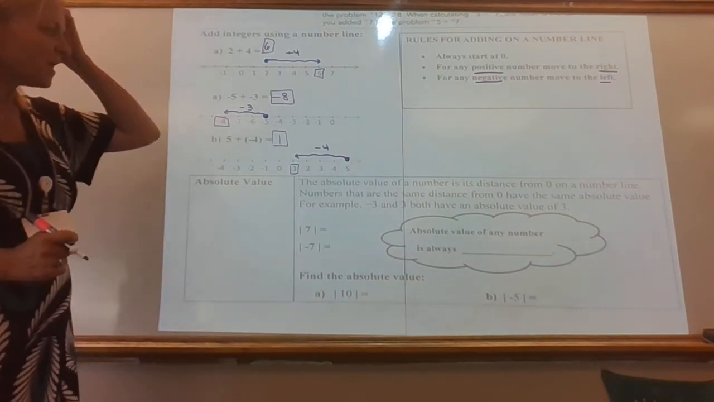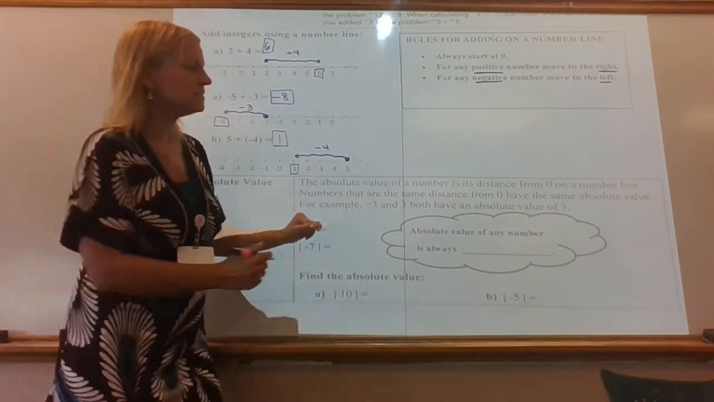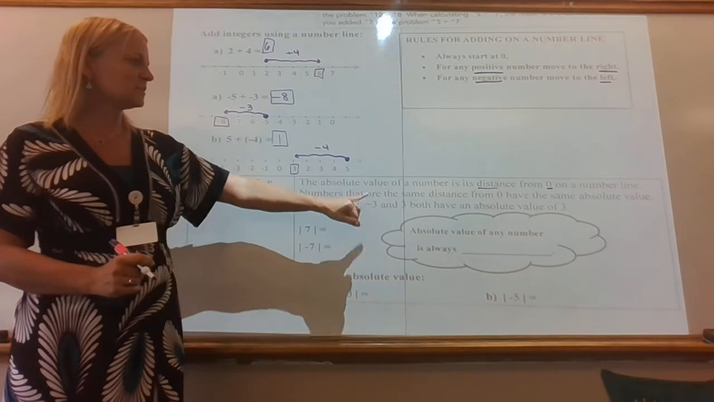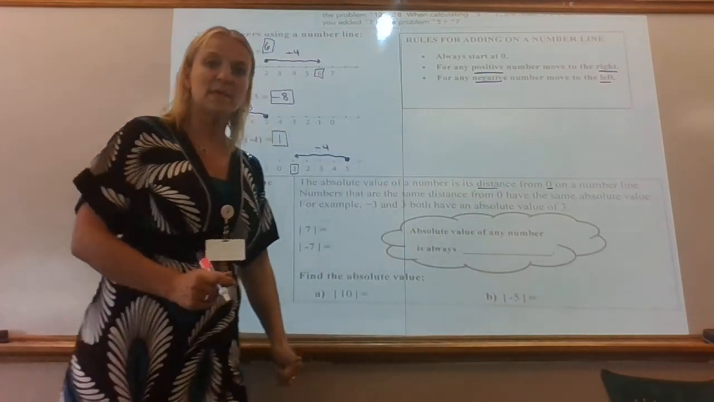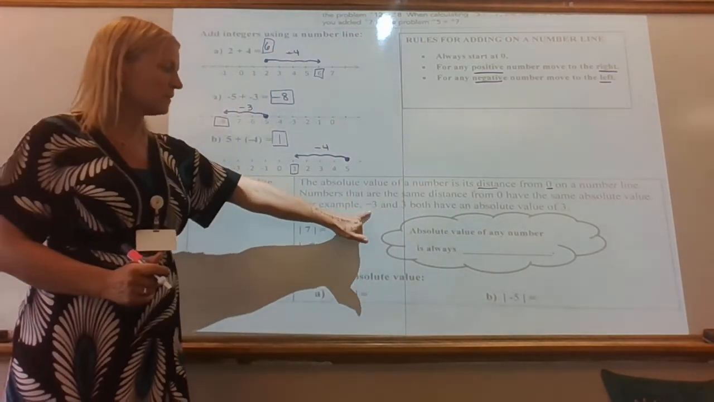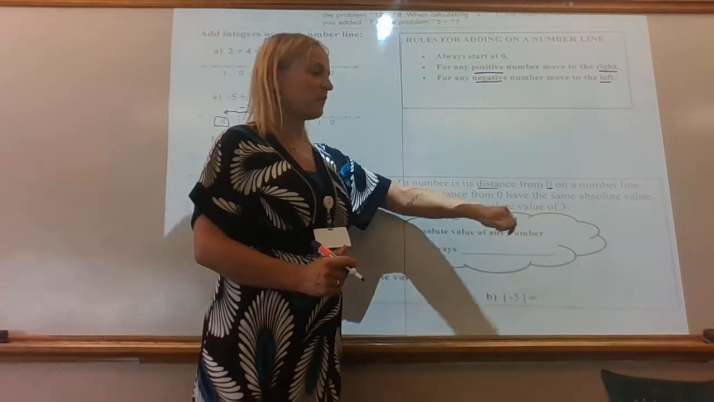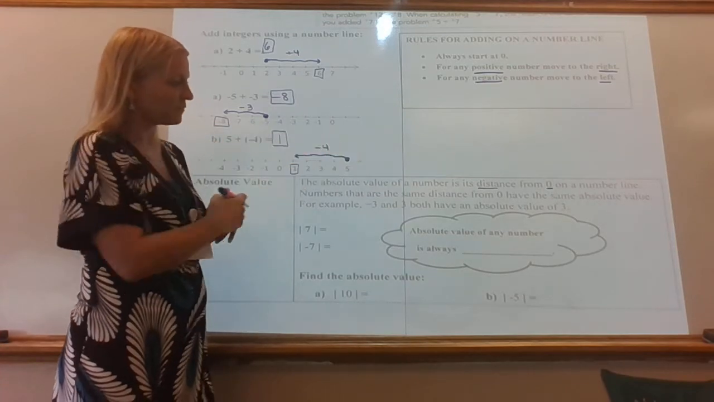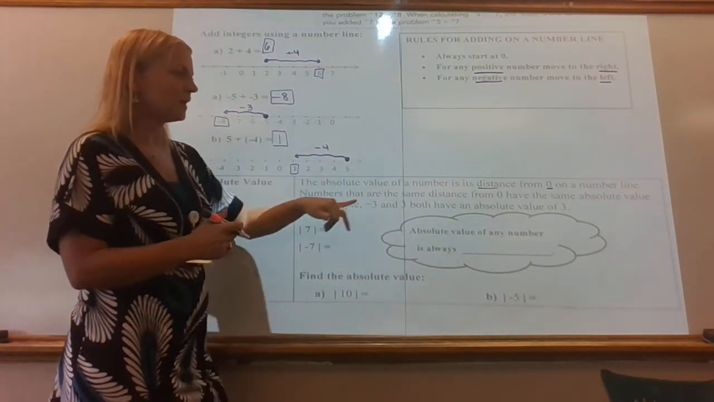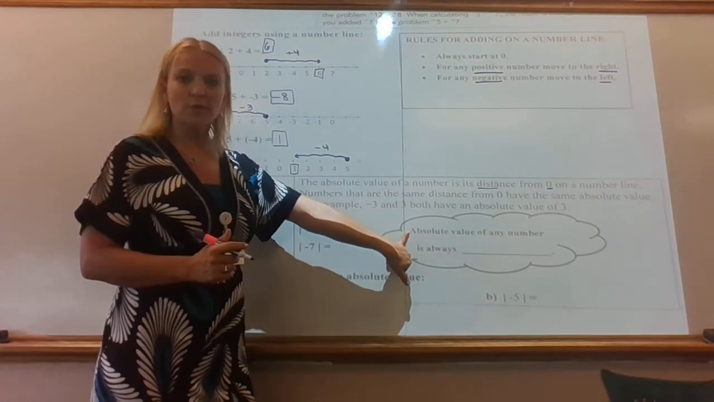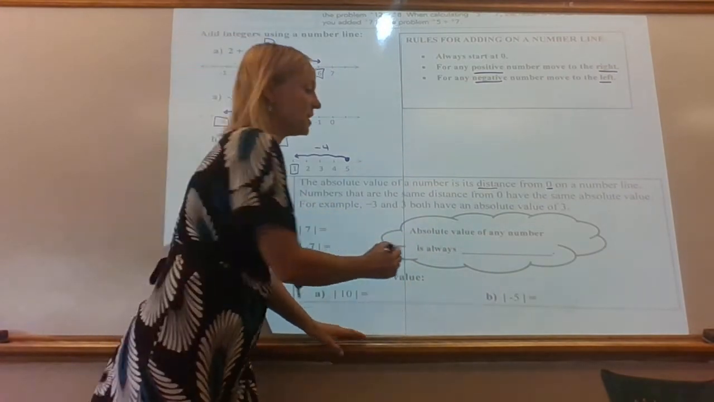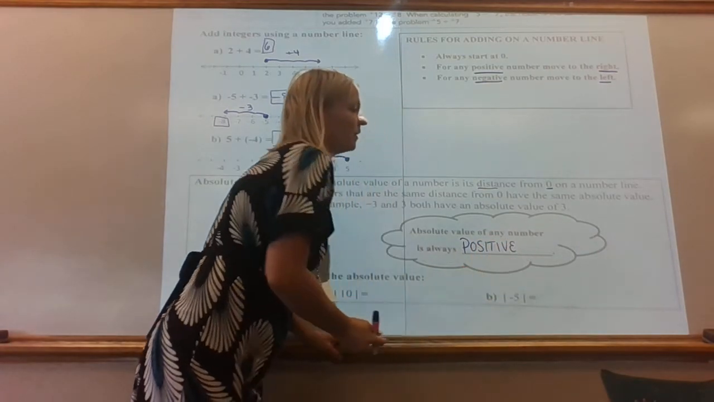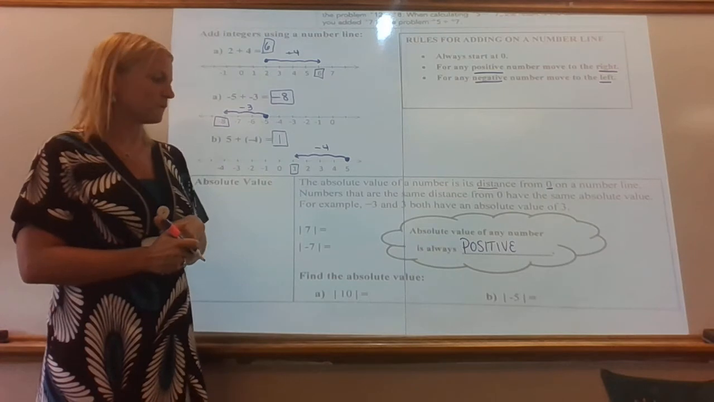Absolute value. The absolute value of a number is its distance from 0 on a number line. So numbers that are the same distance from 0 have the same absolute value. For example, negative 3 and 3 both have an absolute value of 3 because both of those numbers are 3 away. One's just positive 3 away, the other is negative 3 away. Because we're talking about distance, the absolute value of any number is always going to be positive. Distance is positive. We're not going to say we're negative places away from something.